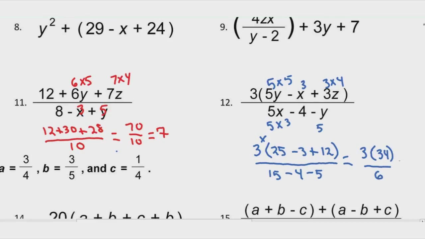We can multiply the top really quick, but check it out. We have a 3 right here, and we have a 6 on the bottom. Well, we can cross cancel really quick and divide them both by 3.